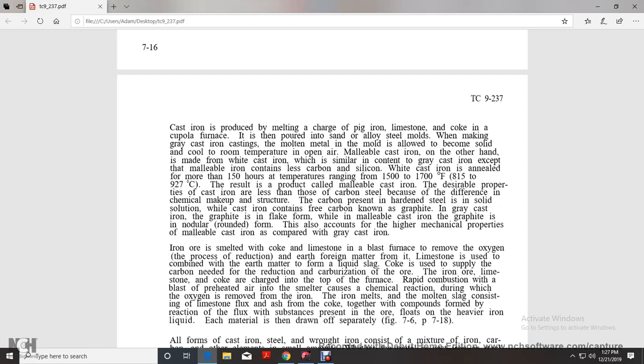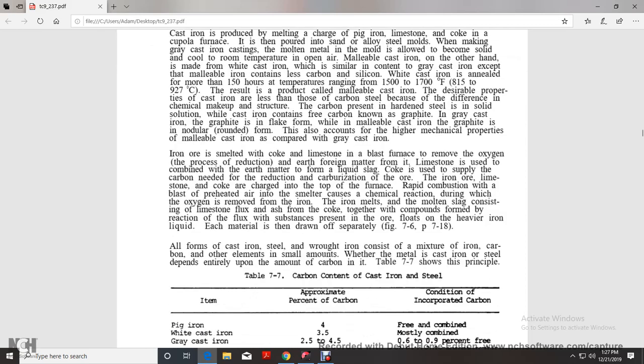Carbon is present in hardened steel in solid solution. In white cast iron it is contained as carbide. The carbon is known as graphite within gray cast iron, where the graphite is in flake form. In malleable cast iron, graphite is in a nodular, rounded form. There are also higher mechanical properties in malleable cast iron compared with gray cast iron.